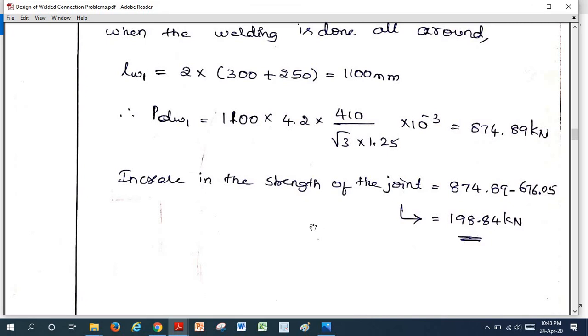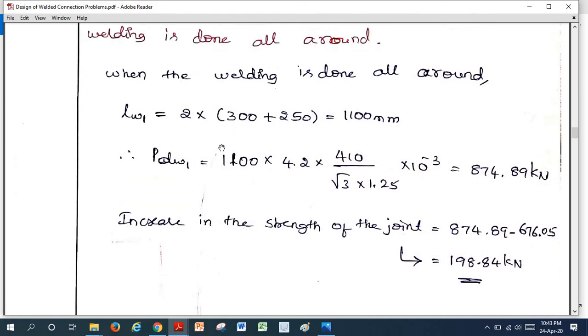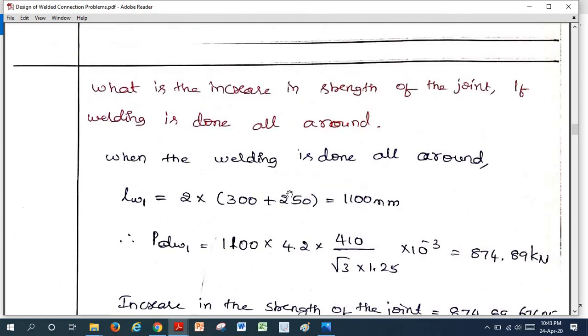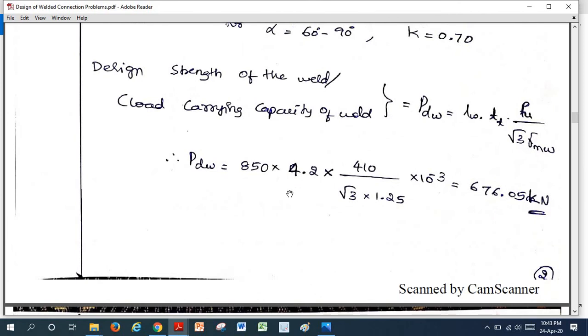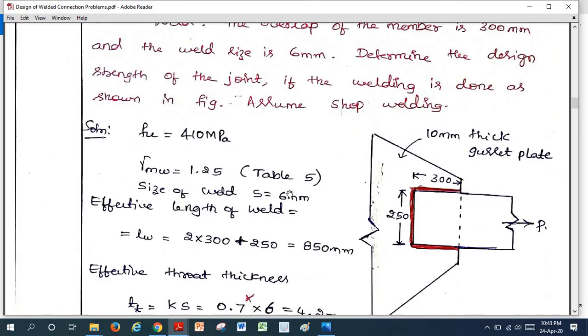This is the first problem we discussed, how to calculate the strength of the weld. A simple formula here: strength of the weld equal to area of the weld into stress. Area of the weld is LW into TE. That T is K into S. K we need to choose based on fusion face angle alpha. Normally it would be 0.70. We need to choose from table number 22. This is the determination of strength of the joint or the strength of the weld.